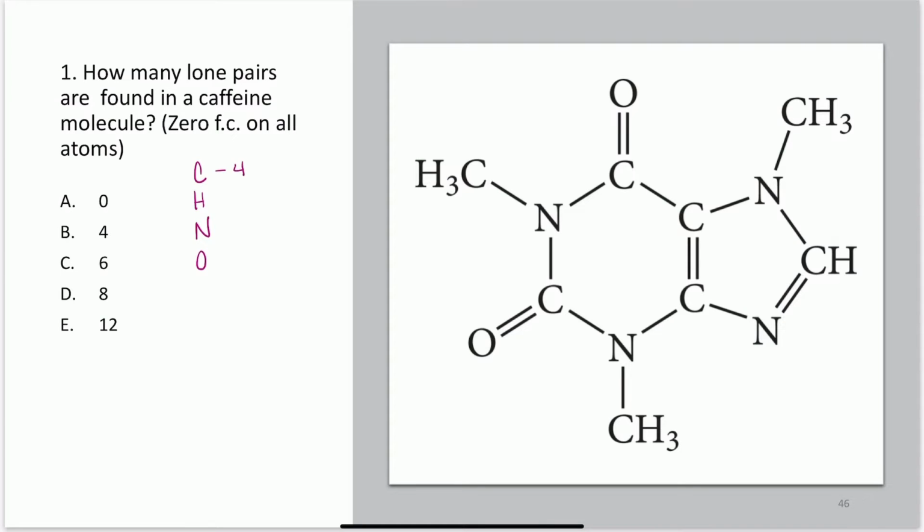Carbon wants 4 bonds. Hydrogen, 1 bond. Nitrogen, 3 bonds, 1 lone pair. Oxygen, 2 bonds, 2 lone pairs. So with that in mind, let's go through and determine what these fit.